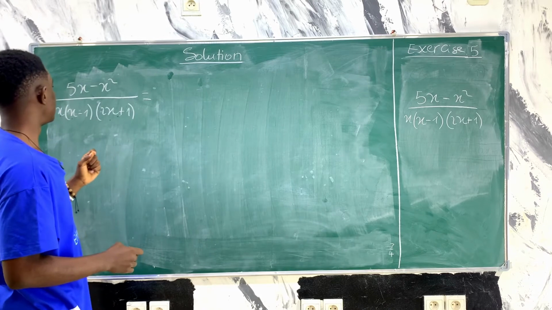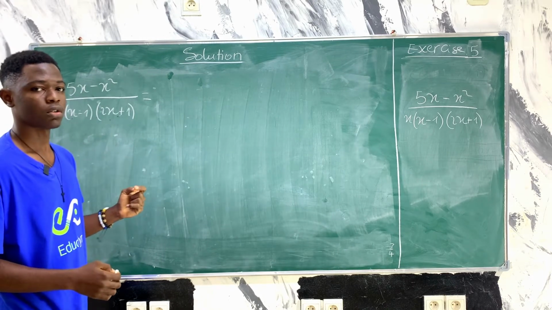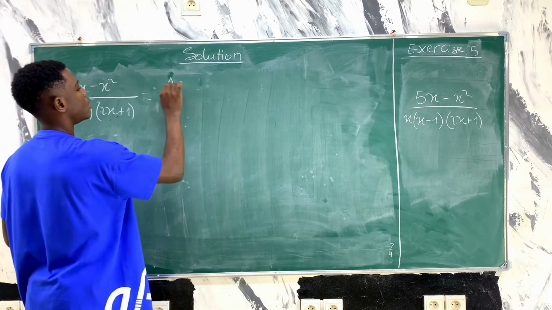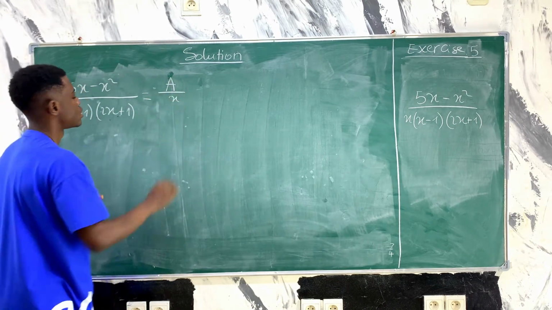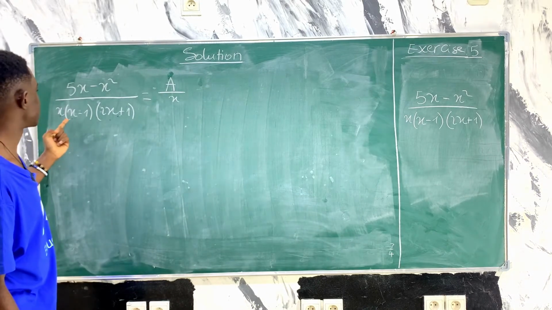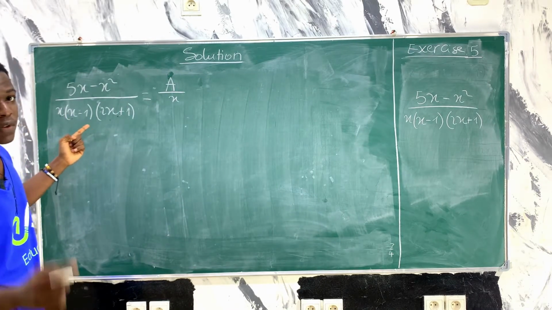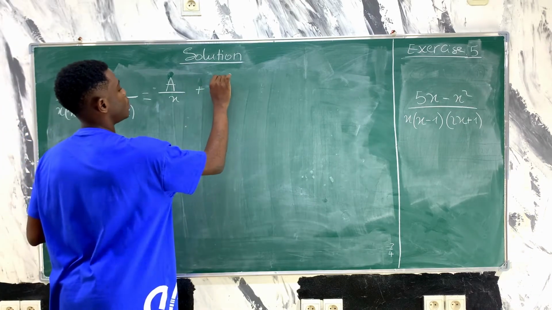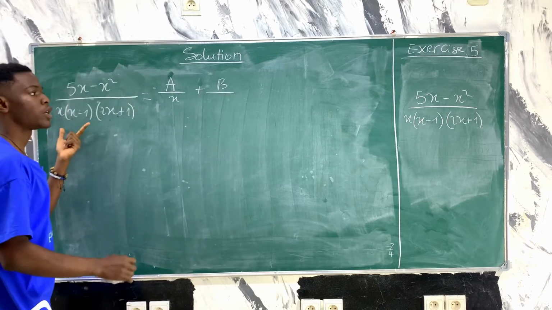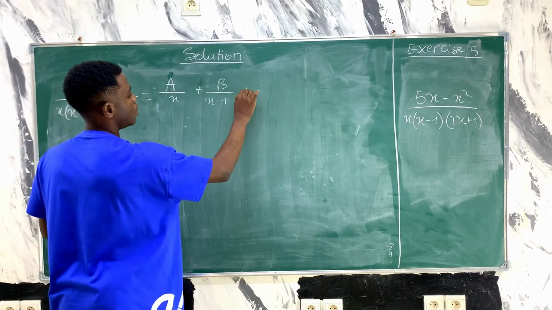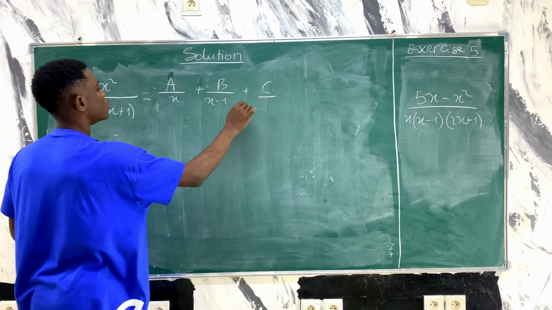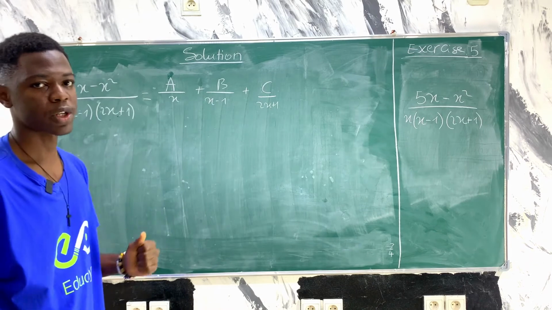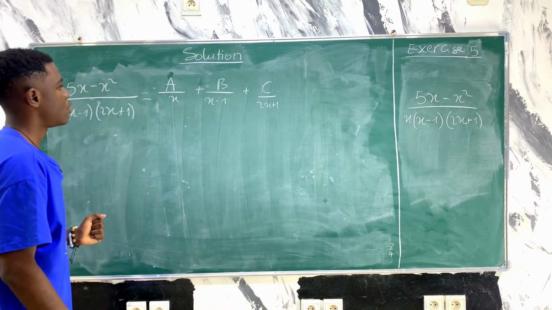Since we have linear factors at the denominator, that was the first type. The first factor is just x. You put just x, you don't put x into x minus 1. So it is A on x plus B on x minus 1 plus C on 2x plus 1.